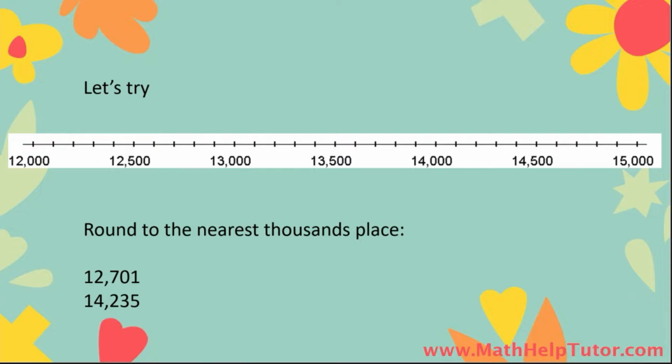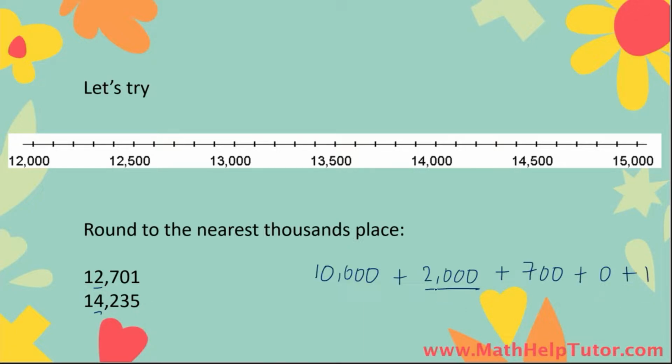Let's now round higher numbers to the nearest thousands, say 12,701 and 14,235. So the thousands place for our numbers are these digits, 2 and 4. So if we write their expanded form, for our first number, it's 10,000 plus 2,000 plus 700 plus 0 plus 1. So the thousands place value is 2,000.